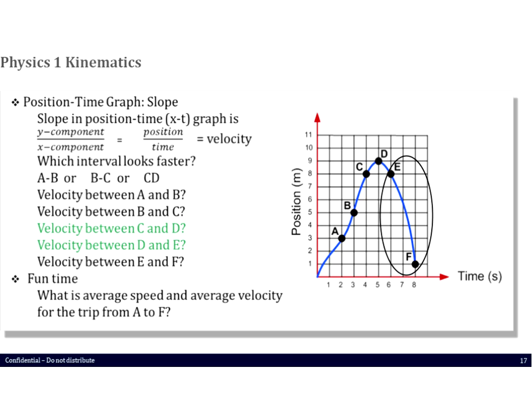So what is minus 7 divided by 2? Solve it yourself. Okay, yes, good. Again, first you have to find displacement. Displacement is 1 minus 8, which is minus 7, and divide by 2 seconds, because E is at 6 seconds and F is at 8 seconds, so the time is 2 seconds. So minus 7 divided by 2 is equal to minus 3.5 meters per second. Very good. Excellent.